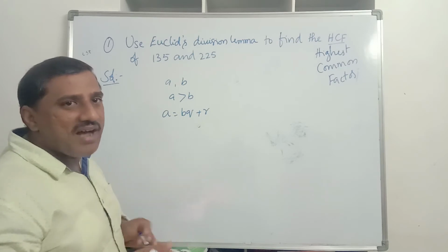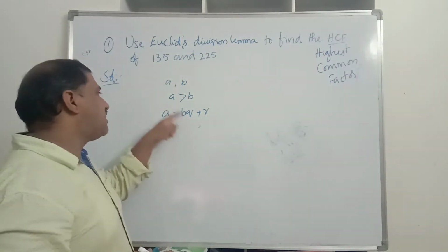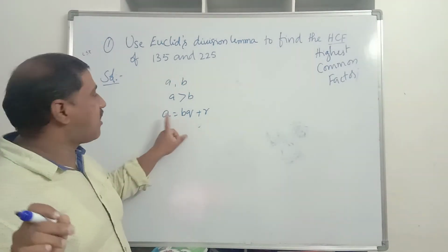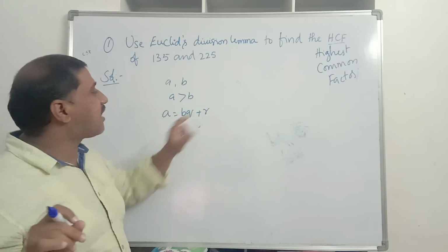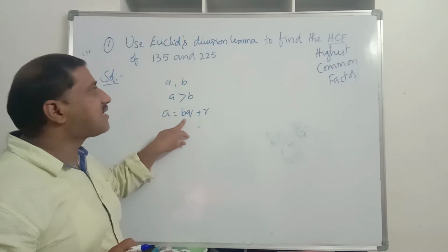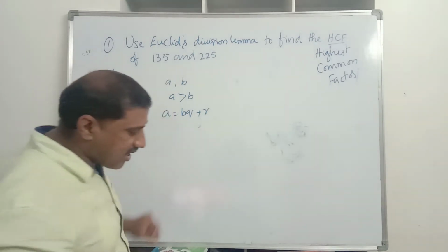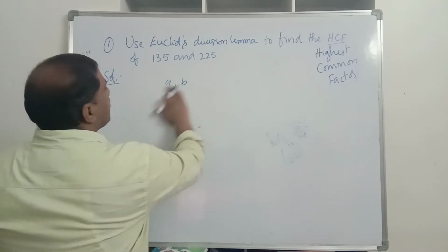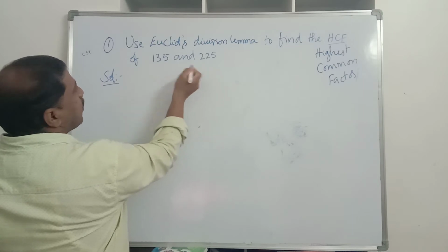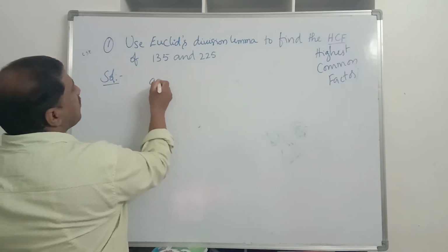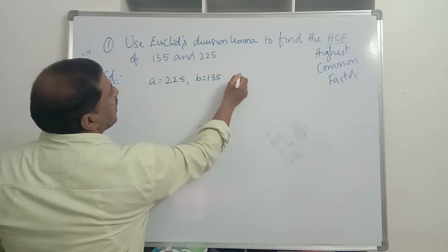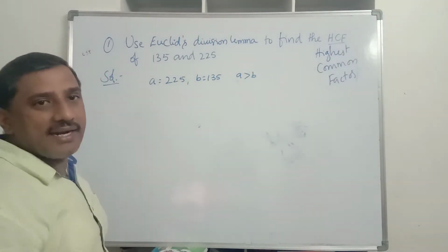So that number is a factor of itself, and b is also a factor of a. Therefore, b is the highest common factor of a and b. Thus, this is possible when the remainder is 0. Now we are applying this concept to find the HCF of the two numbers. Here, the given numbers are 225 and 135. So a = 225 and b = 135. As I told you, a should be greater than b.